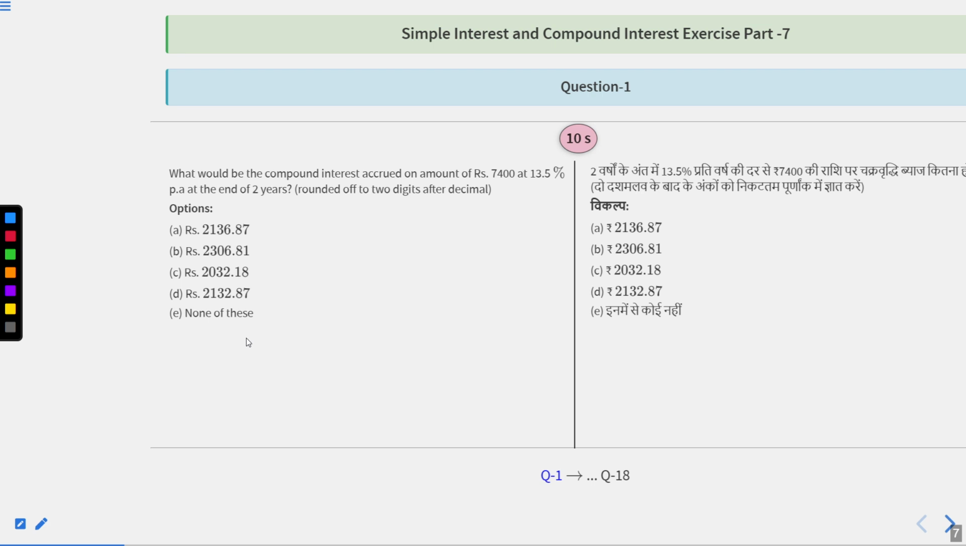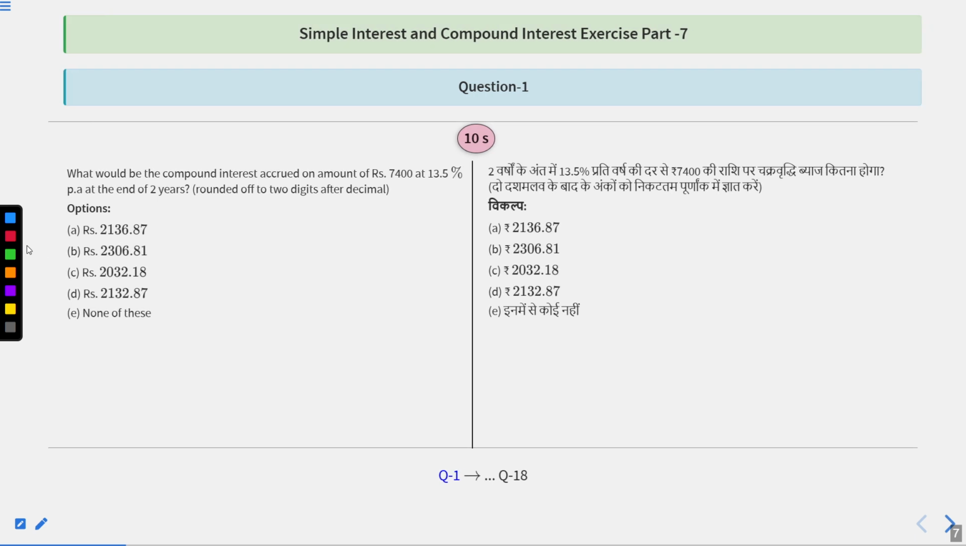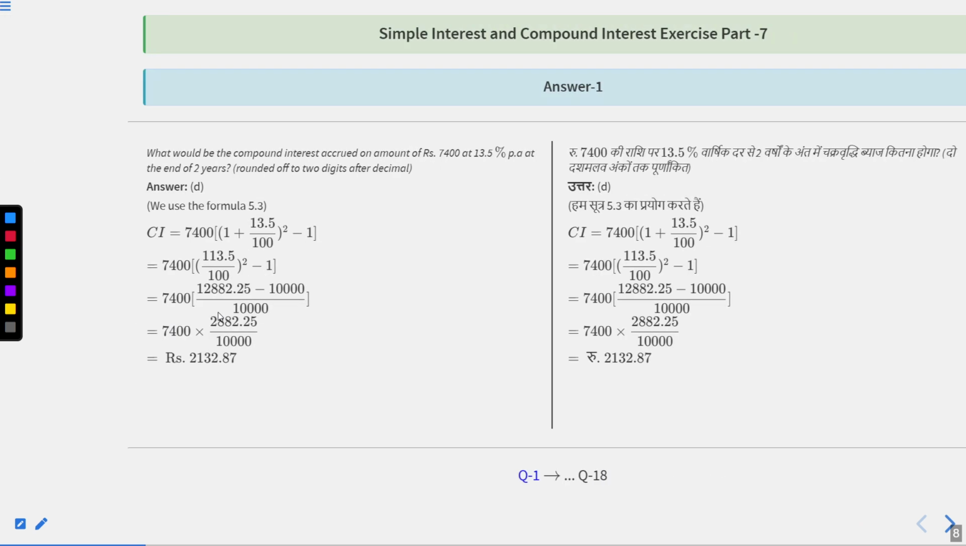Clear? Now the first question is, what would be the compound interest accrued on amount 7,400 at 13.5% per annum at the end of 2 years? You have 5 options and 10 seconds to analyze the question. Your time starts now. Now time's up. Let's see the solution.